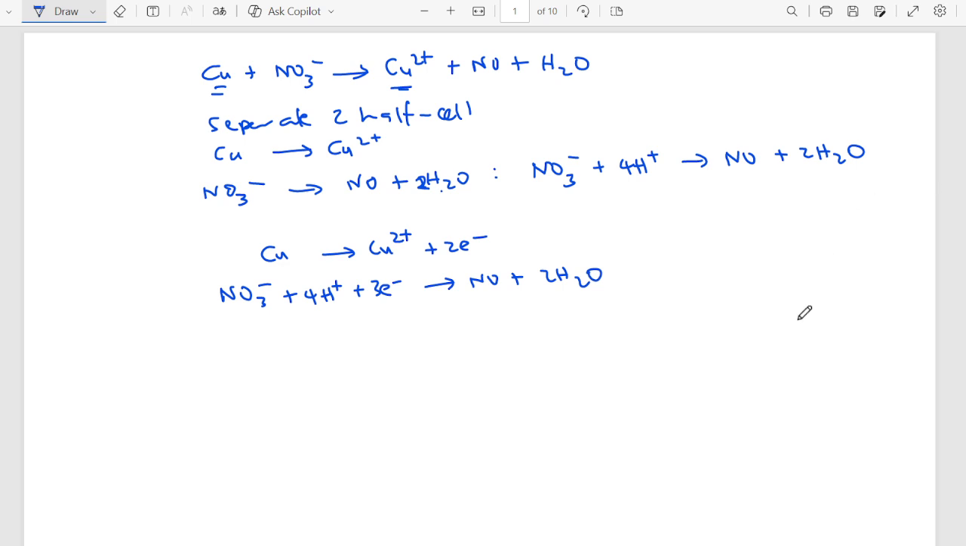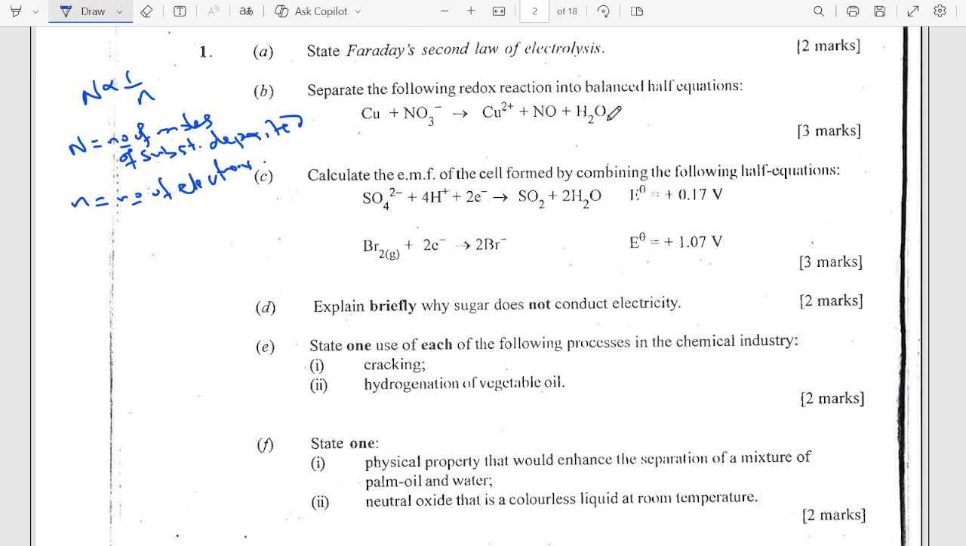Now, since they only say we should separate it into 2 balanced half cells, this is the best we can do here. This is 2 balanced half cells. A redox reaction is balanced if the elements are balanced and the charges are also balanced. And from here, the charges are balanced. Okay? So that's the answer to that question.